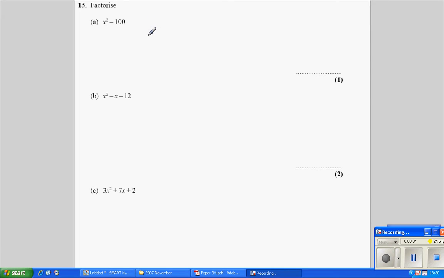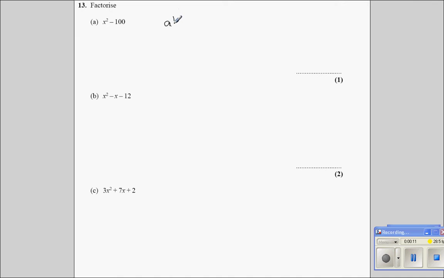To factorize quadratic equations, every time I need to find two numbers. Let's call them a and b. They need to multiply together to make minus 100, and add together to make 0. Where did these come from? The minus 100 came from the constant term. The 0 came from the fact that there's no middle term, there's no x term here.